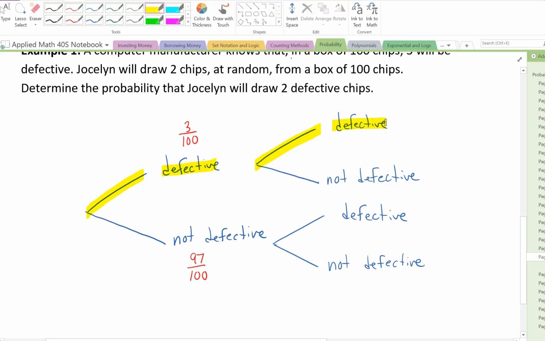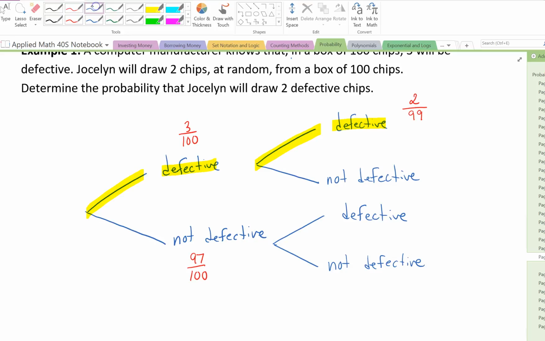So if the first one is defective, that's 3 out of 100. That's the probability that you'll get that one. Assuming that you're holding that defective one in your hand, how many chips are left? Well, there's only 99 chips left because you're holding one of them. And out of those original 100 chips, if you're holding one that's defective, you no longer have 3 defective in the pile, but you've got 2. So 2 out of 99.